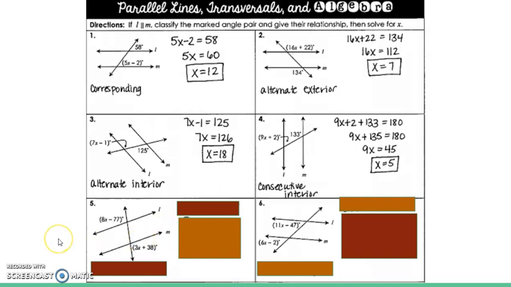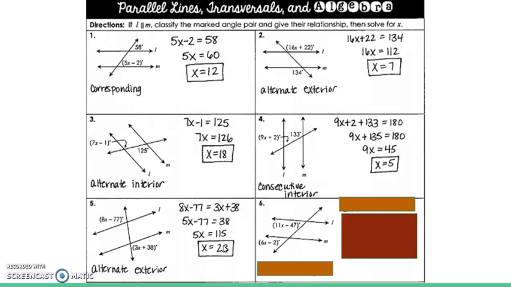For example 5, we were given alternate exterior angles, again the opposite side of our transversal. Those angles are congruent. Notice this time we have two algebraic expressions. We're still going to do the same thing. We're going to set them equal to each other. It's just now we need to make sure that when we're solving, we get all of our x's to one side first. So that's going to leave us with 5x minus 77 equals 38. And then we're going to add 77 to both sides. And when we divide, we get that x equals 23.